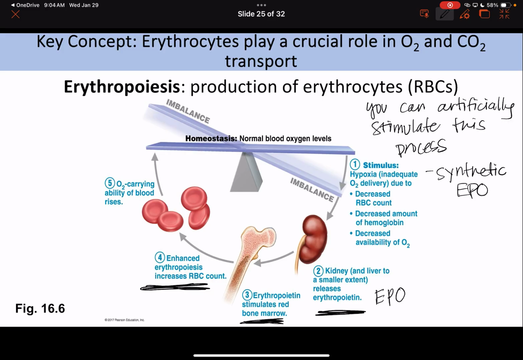And then we talked about blood doping as well. Again, that is illegal in professional sports in the United States, but sometimes people will inject synthetic EPO in order to get more red blood cells, carry more oxygen. That means more energy and more endurance during whatever event that they're trying to do.